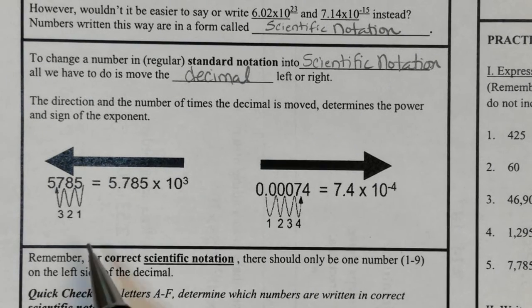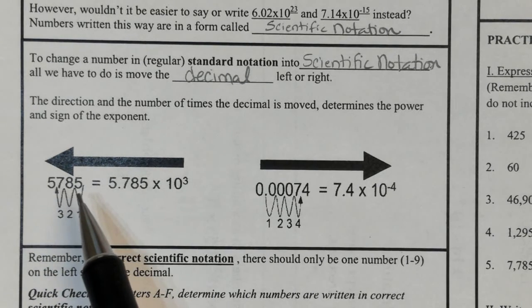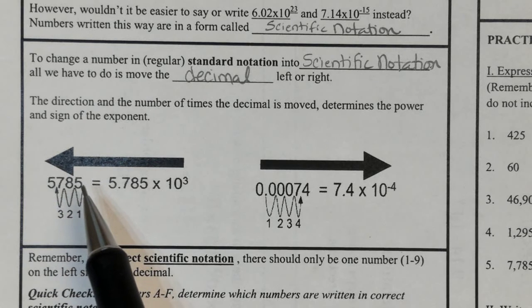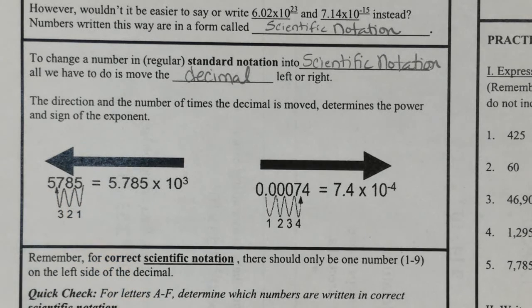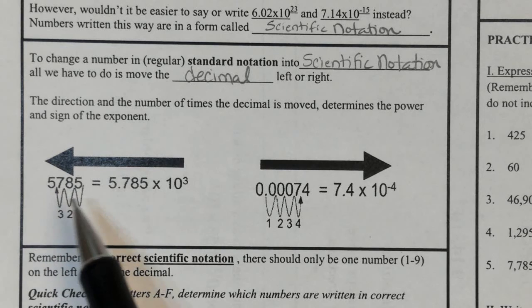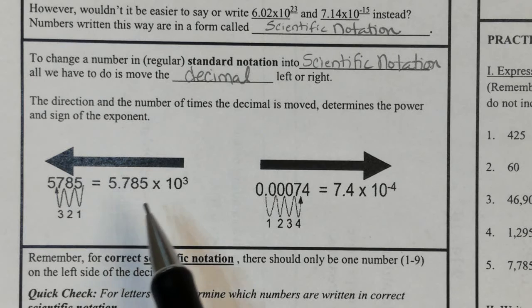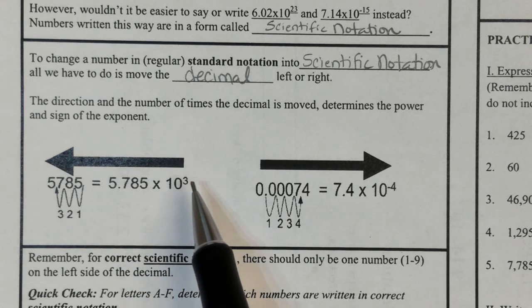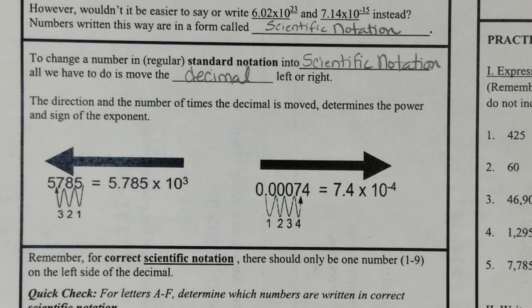Depending on where we move it and how many times we move it, that's going to give us our exponent. Notice here the standard form number was 5,785. We have to get the decimal to where there's only one non-zero number to the left of the decimal. So we're going to move it 3 hops, and the resulting decimal is 5.785. Since we moved it 3 hops to the left, we're going to make it a positive 3 for the exponent.